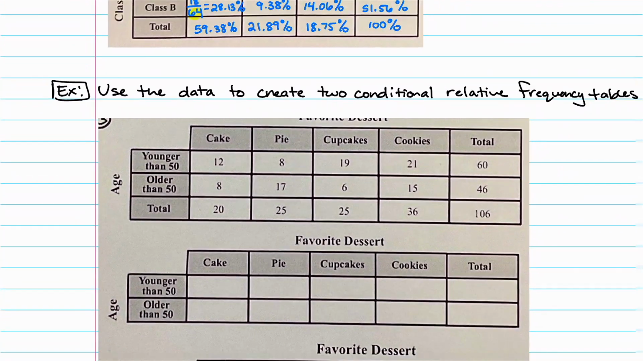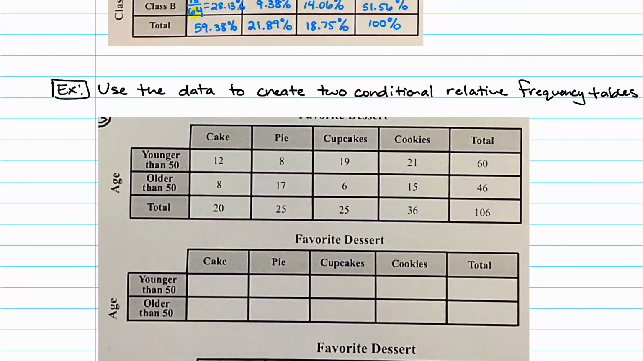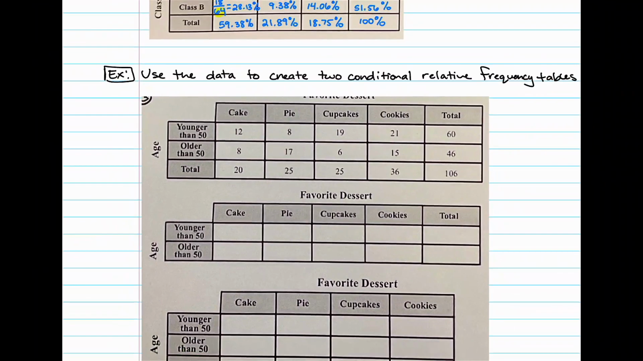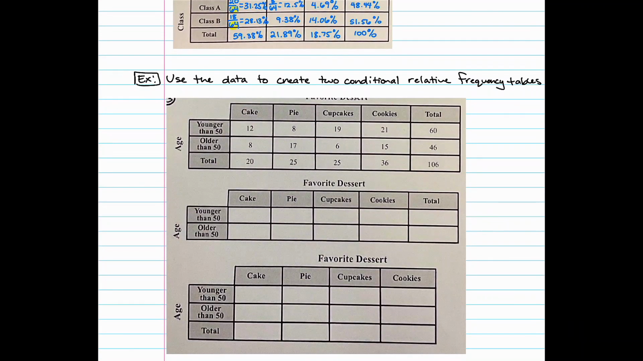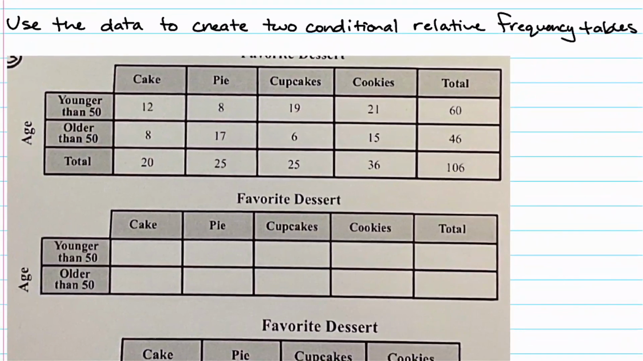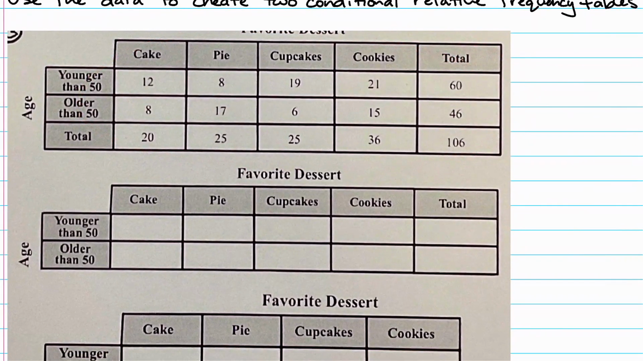This is going to be the harder one, and this is going to finish out our notes for today. All right, on this one, it says use the data to create two conditional relative frequencies. Let's take a look at the information they gave me. They gave me a frequency table. So I have all these values right here. This is great. Now, I want you to notice something when I'm trying to fill out this table.